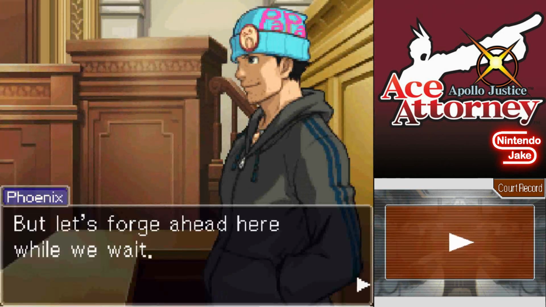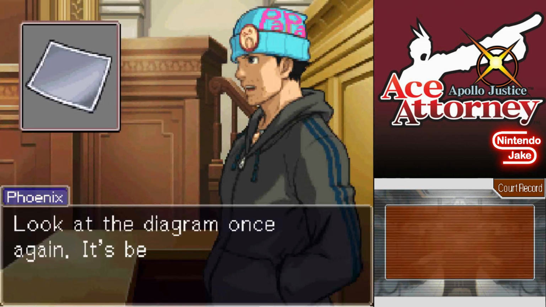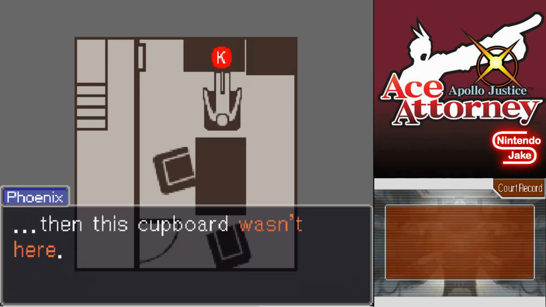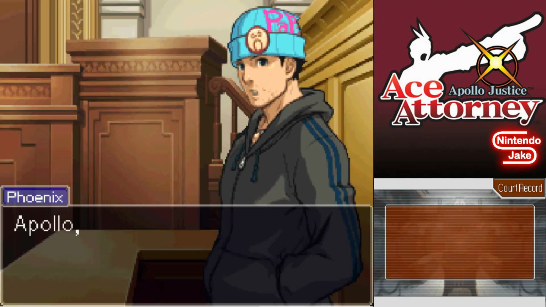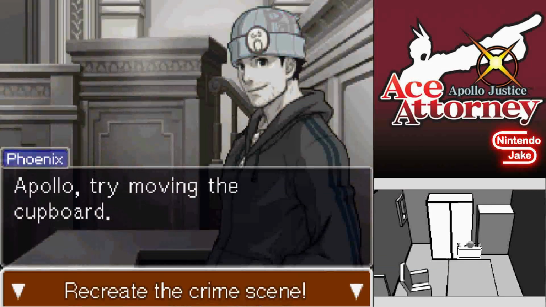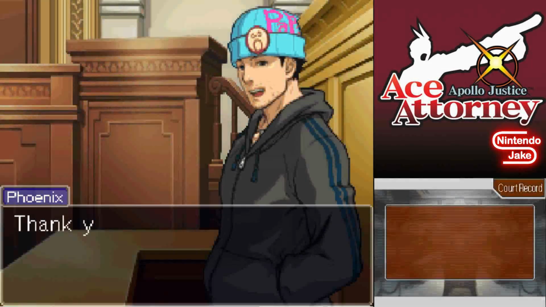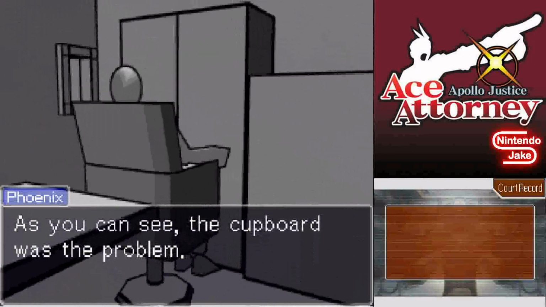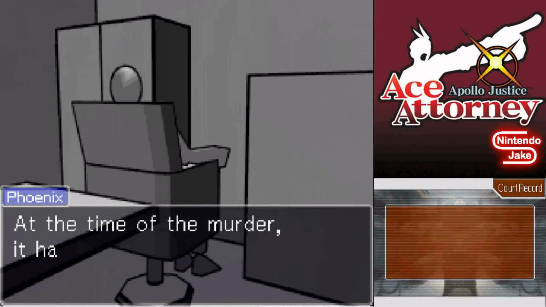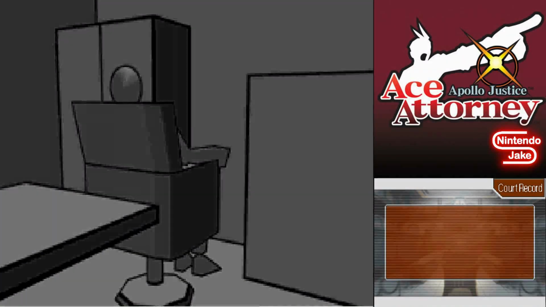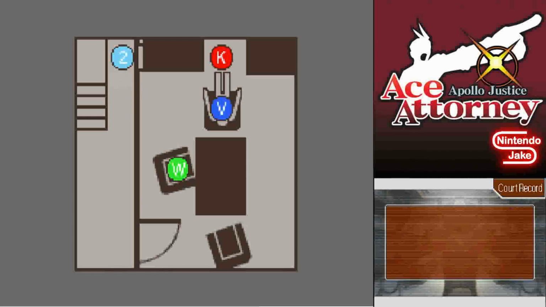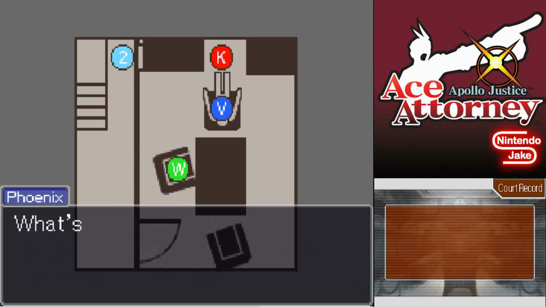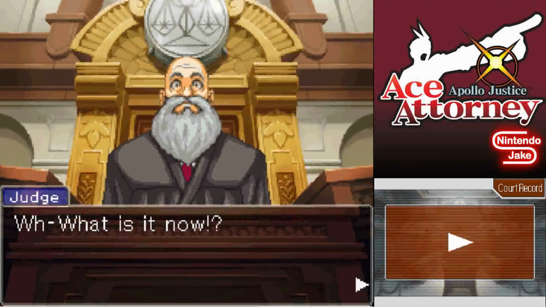Let's forge ahead here while we wait. Look at the diagram once again. It's been changed. The killer was standing here at the time of the crime, and this cupboard wasn't there, which means... Paul, try moving the cupboard. Sure. Thank you. As you can see, the cupboard was the problem at the time of the murder, as has been shown here. Now everything is in place to reconstruct the moment of the crime. Oh my. What's this?